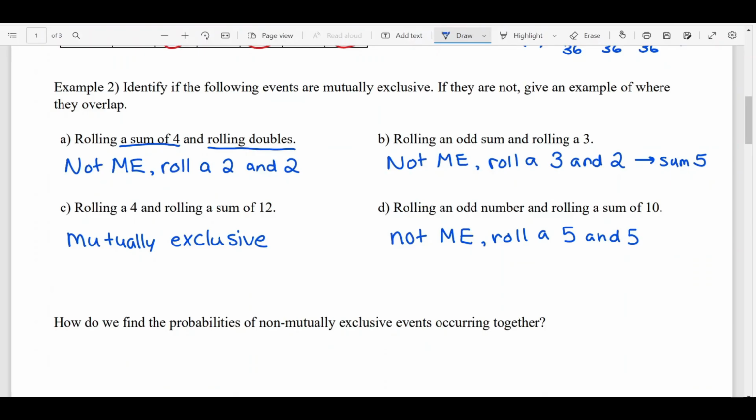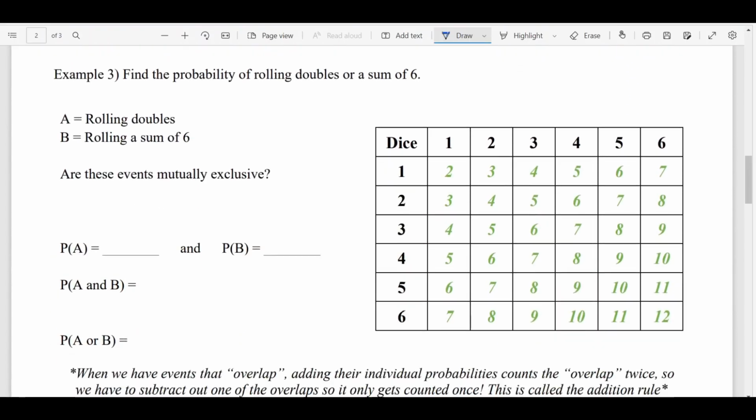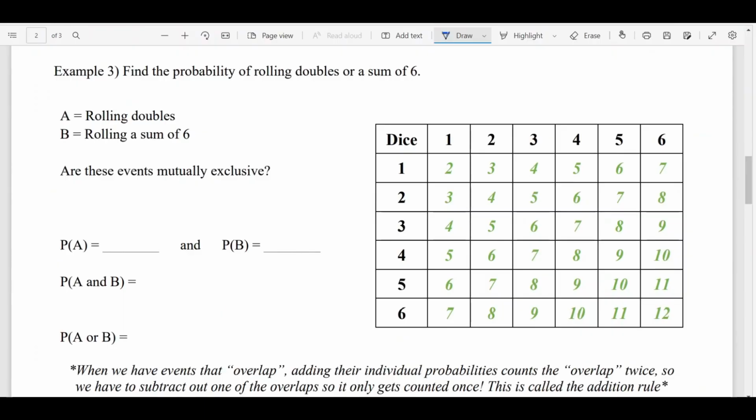Okay, so that shows us how we find probabilities of mutually exclusive events occurring together or occurring, either or. Now, what happens when they're not mutually exclusive, like some of these examples that we had here? When they're not mutually exclusive, what do we do? Okay. That brings us to our third example. Find the probability of rolling doubles or a sum of 6. So we have 2 events. We have the event where we roll doubles, and we have the event where we roll a sum of 6.